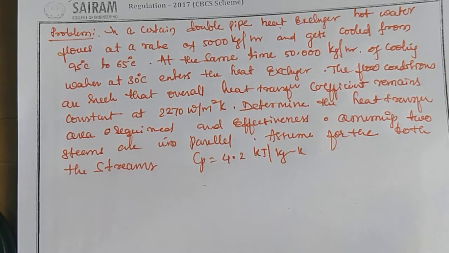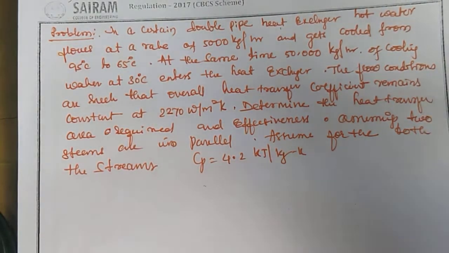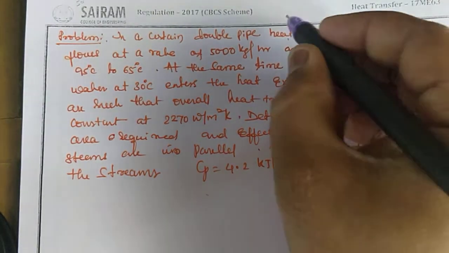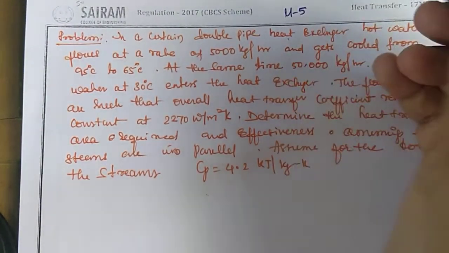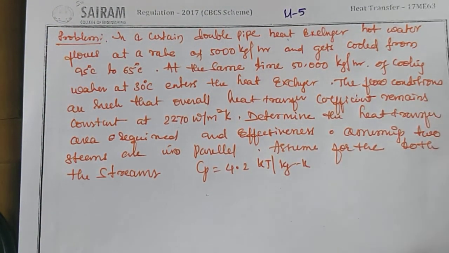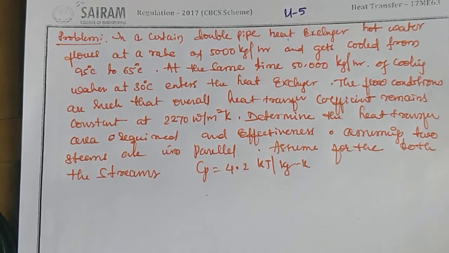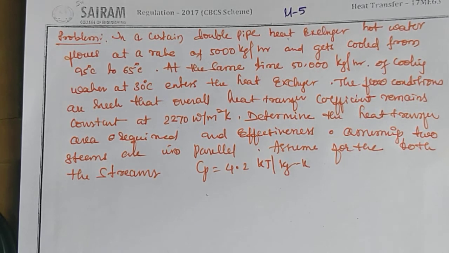Hello students, one more problem we will solve based on module 5, that is the heat exchanger chapter. The problem is like this: in a certain double pipe heat exchanger, the hot fluid flows at a rate of 5000 kg per hour and gets cooled from 95 degrees centigrade to 65 degrees centigrade. At the same time, 50,000 kg per hour of cooling water at 30 degrees centigrade enters the heat exchanger.